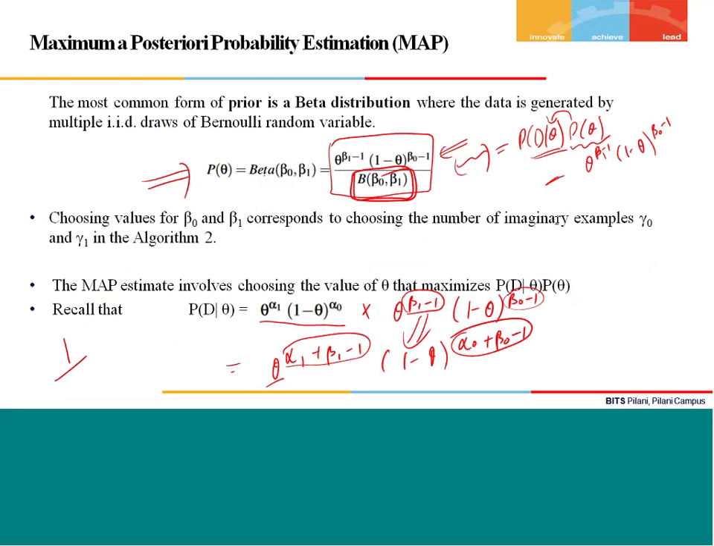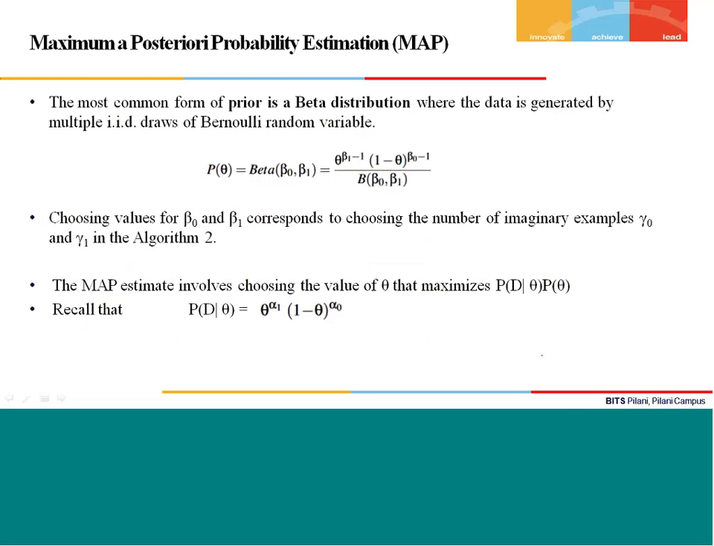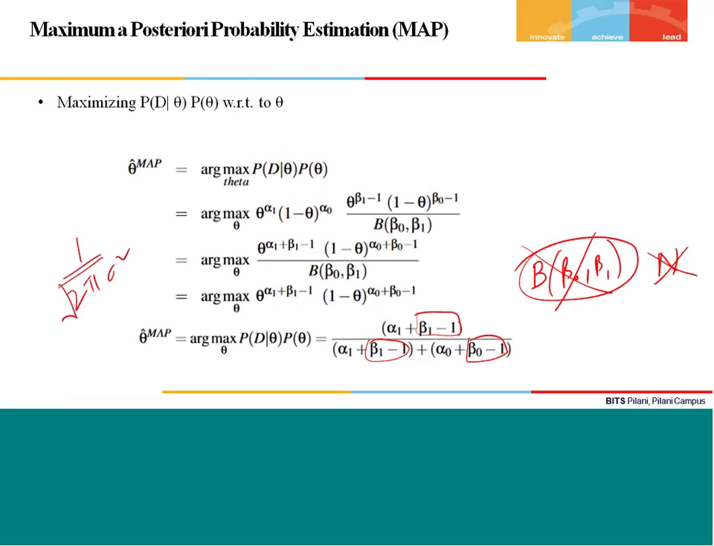There is one student continuously asking what this beta 0 comma beta 1 is. So you are talking about this thing or this thing? You should be very clear. This is a beta distribution thing, and this is a normalizing constant. Ignore this as it doesn't exist. You need to care about the denominator and numerator. When you multiply the numerator, you will get this expression, and you will maximize it.